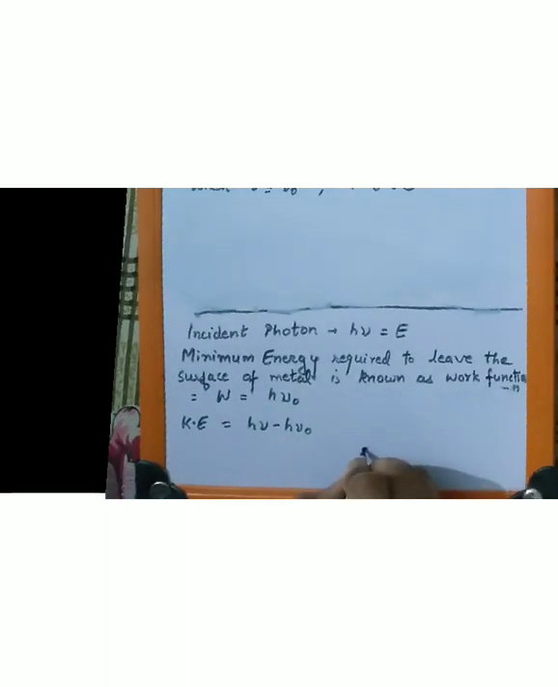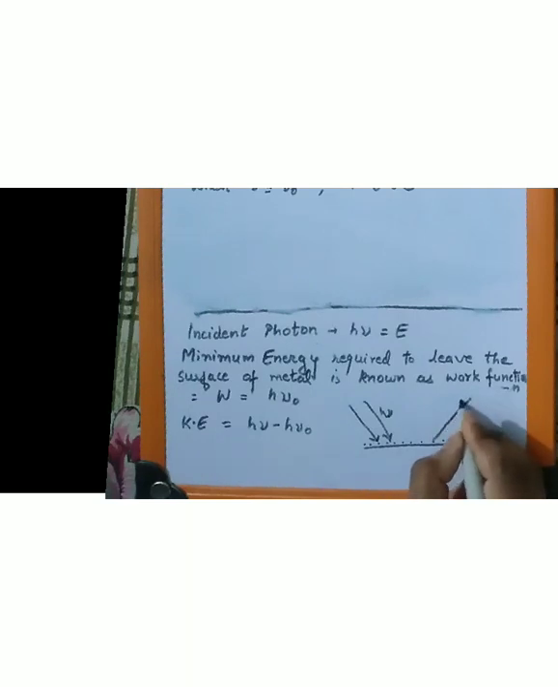Suppose this is the surface of a metal. Electrons are on the surface of this metal. Then photons incident on this surface have energy h nu. The emission of electrons takes place when nu is greater than nu naught. Nu should be greater than nu naught. Then the emission of electrons takes place and they have some kinetic energy. The kinetic energy of these electrons is equal to h nu minus h nu naught.